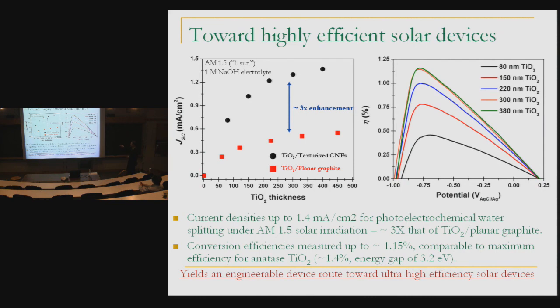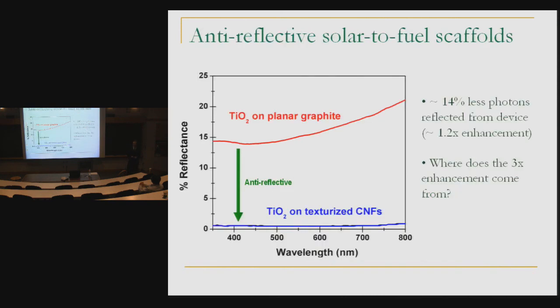And on top of that, I can get some really good efficiencies. So these are the efficiency. The efficiency gets up to about 1.15%. Now, comparable to the best reported efficiency for titanium oxide, which is about 1.1%, this is actually pretty good. So this three-dimensional architecture gives a really nice route to making high-efficiency devices. But the question is why are they so good? So I started looking into this.